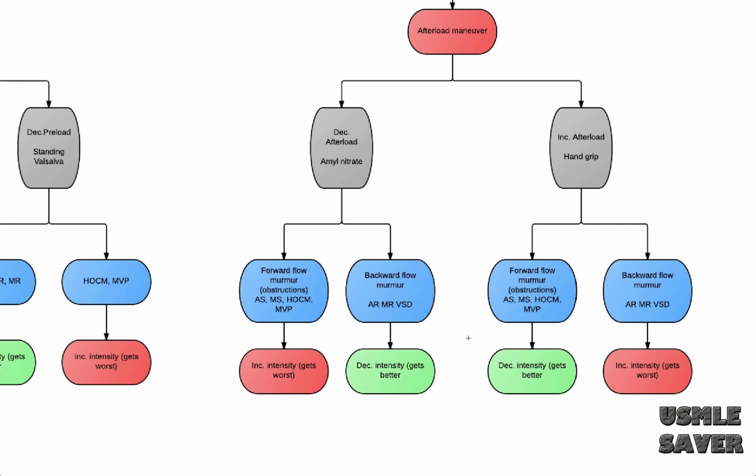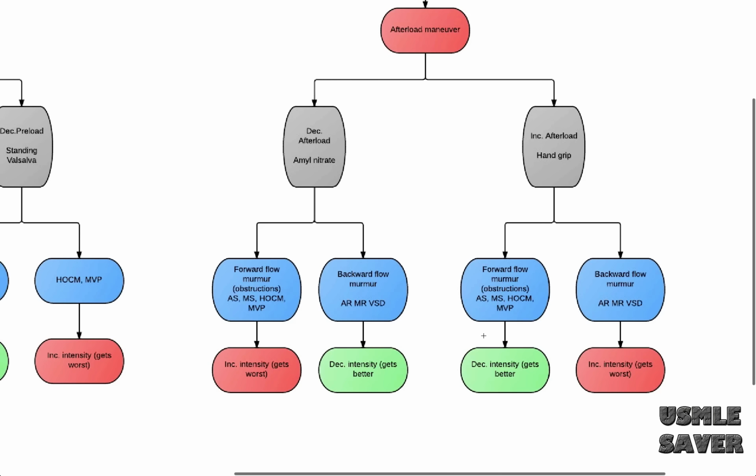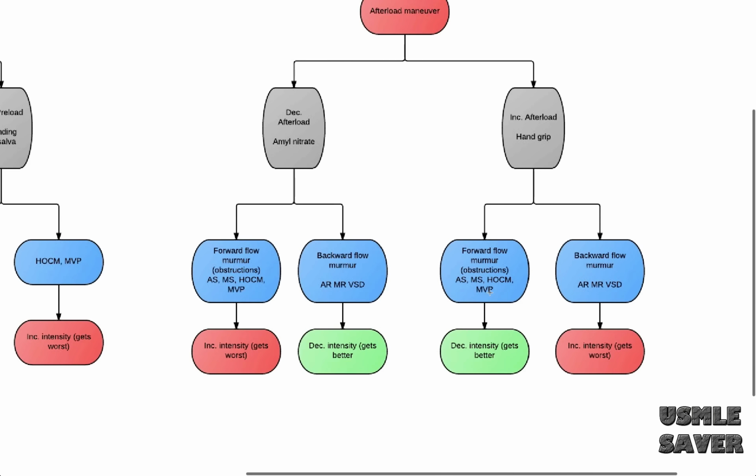You can see that on the side of the screen. All obstruction murmurs get better, which means decrease in the intensity, with any maneuvers that increase afterload. All you need to know for this is all forward flow murmurs get better when you have more blood in the heart and get worse when you have less blood in the heart.